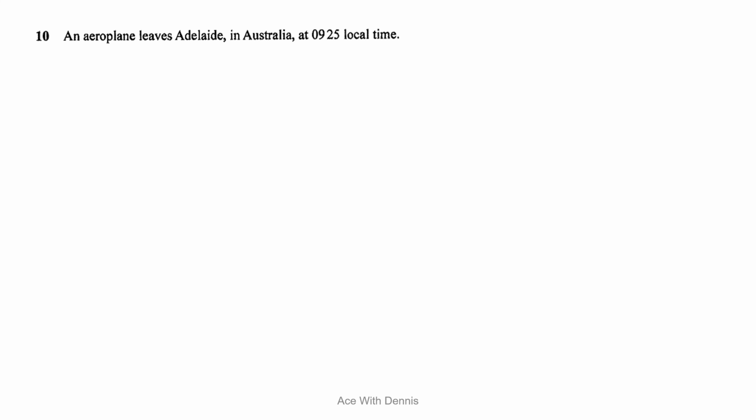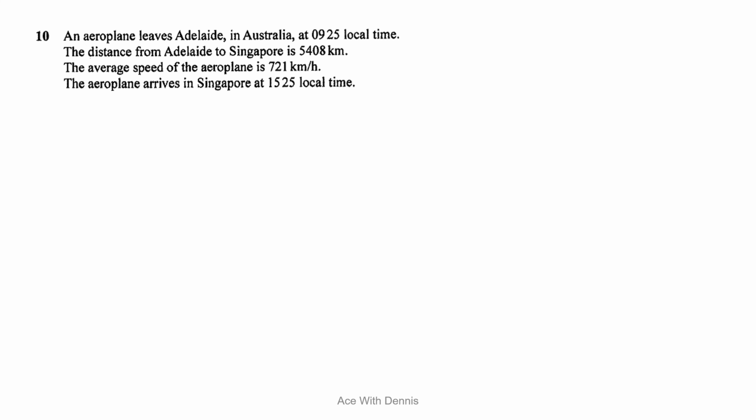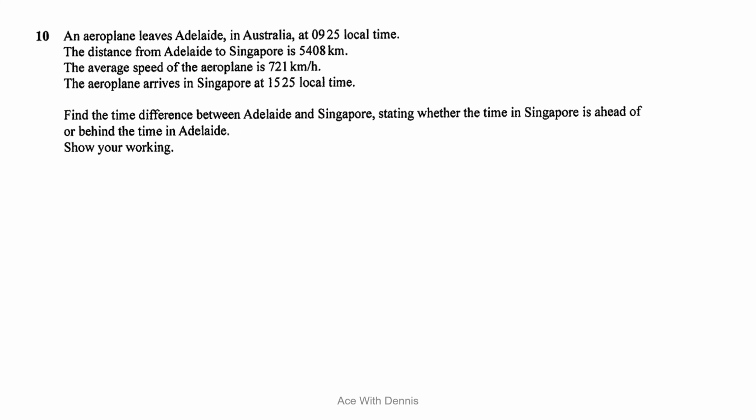Question 10. An aeroplane leaves Adelaide in Australia at 0925 local time. The distance from Adelaide to Singapore is 5,408 kilometers. The average speed of the aeroplane is 721 kilometers per hour. The aeroplane arrives in Singapore at 15:25 local time. Find the time difference between Adelaide and Singapore, stating whether the time in Singapore is ahead of or behind the time in Adelaide. Show your working.